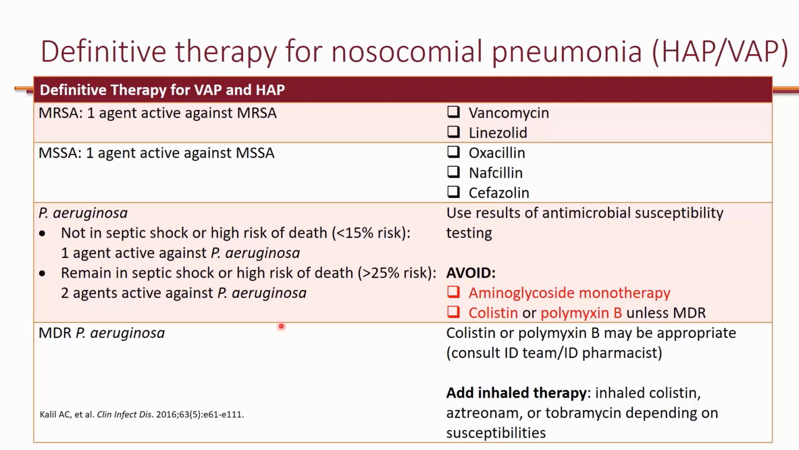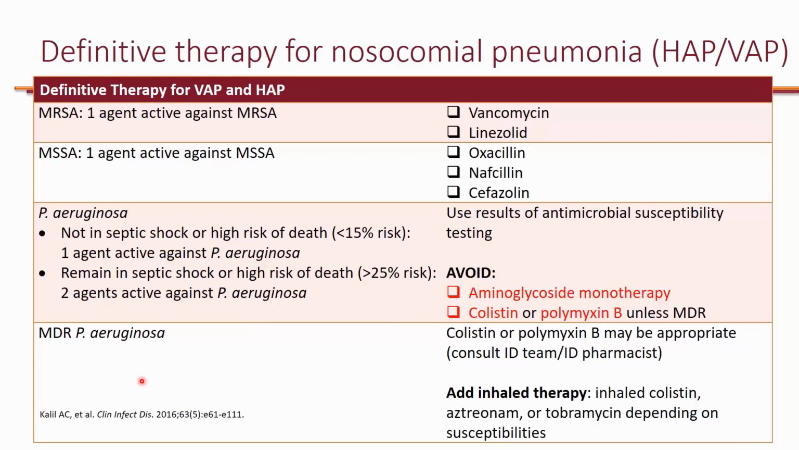Again, it's important to avoid aminoglycoside monotherapy. Even if Pseudomonas is susceptible to aminoglycoside, you should not use aminoglycoside monotherapy. You can only use aminoglycoside as a part of a combination. So, for example, you can use aminoglycoside plus cefepime.